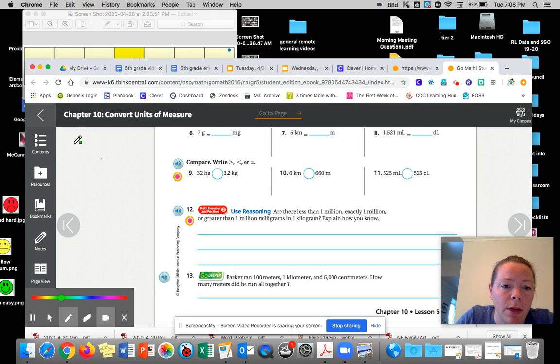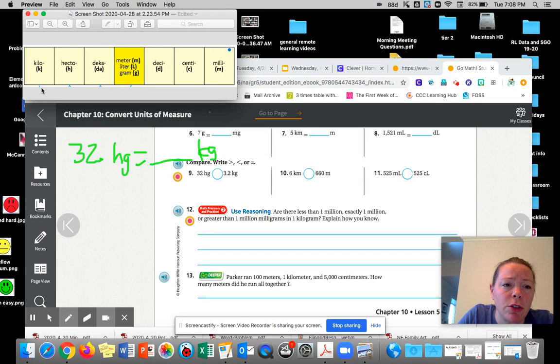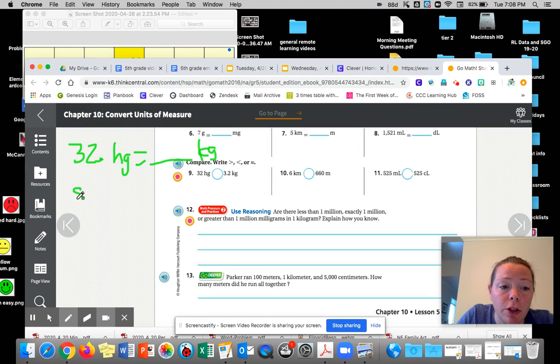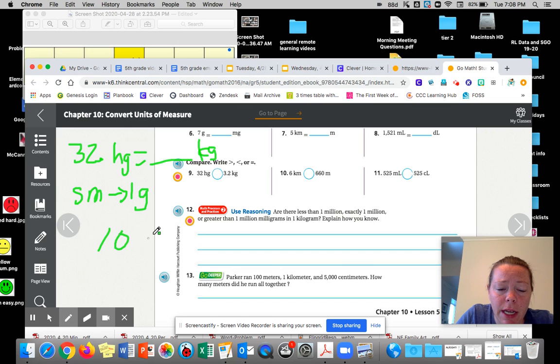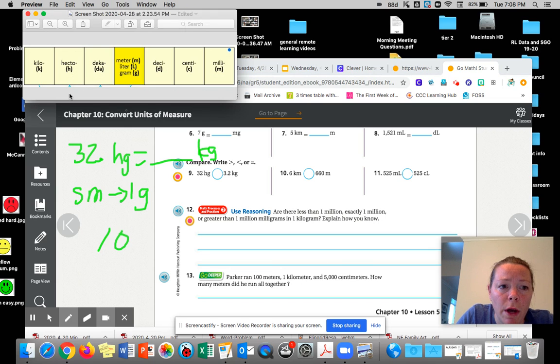So I want to know that 32 hectograms is equal to blank kilograms. So I'm going to go to my chart and I'm going from hectograms to kilograms. So I'm going from smaller to larger. I'm going by 1 power of 10, right? 1 power of 10, that's the comparison. 1 place value, hecto to kilo, 1 power of 10.